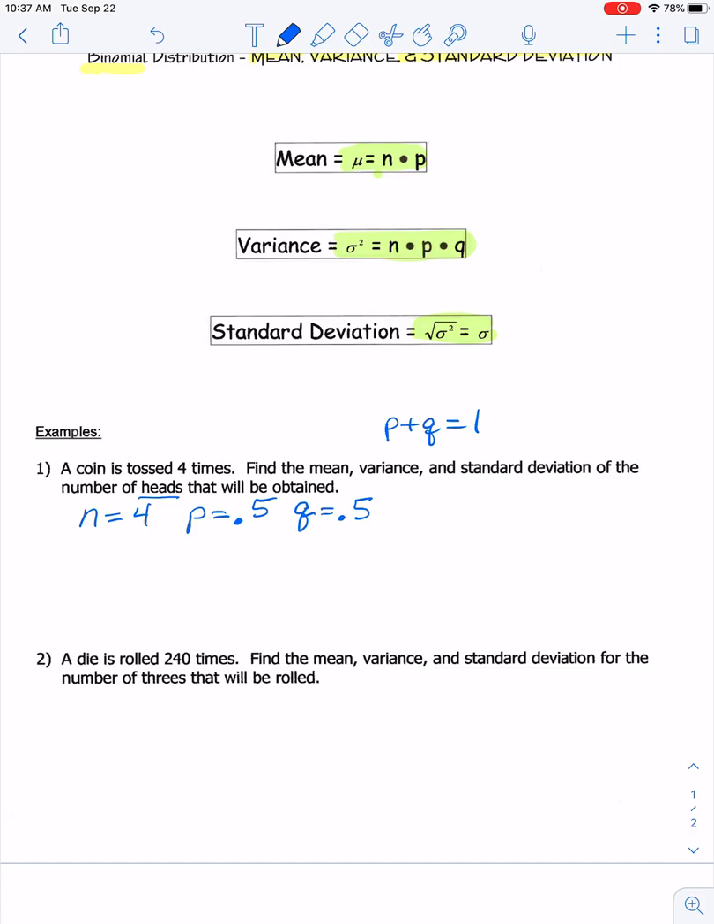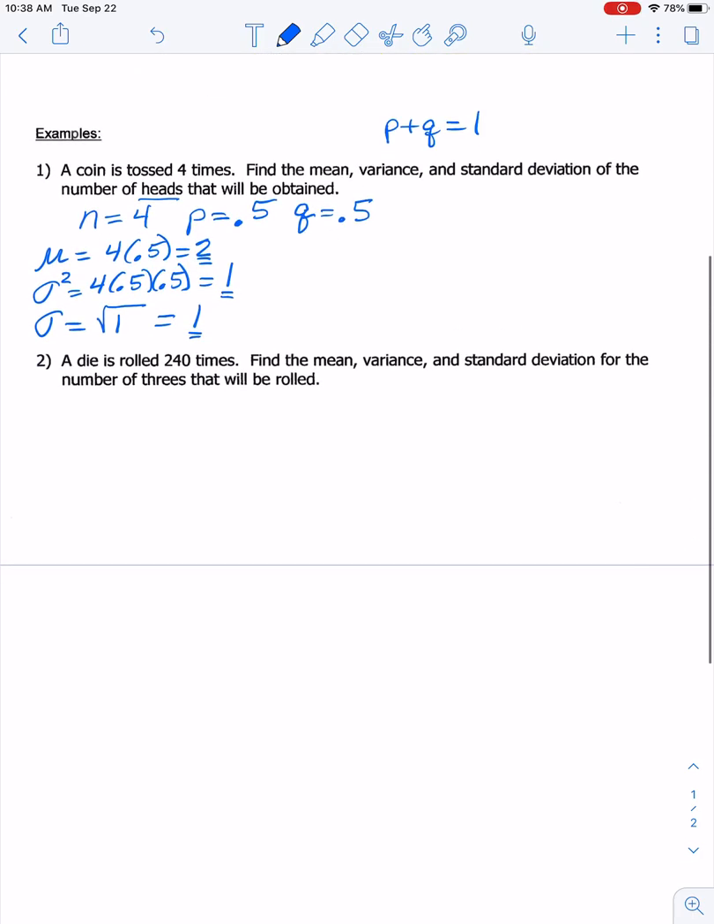All right, so here we go. For mean, we need to do n times P, so 4 times 0.5, and that is just 2. Okay, for the variance, we do 4 times 0.5 times 0.5, so NPQ, and that is just 1. And then lastly, for the standard deviation, you're going to take the square root of the variance, or the square root of 1 is just 1, and you are all done. Okay, all right, let's go for another one here.